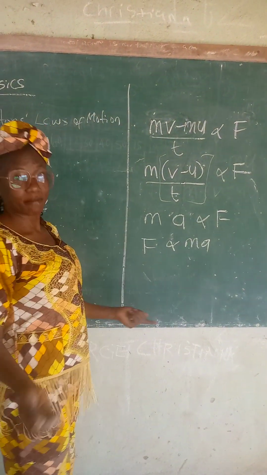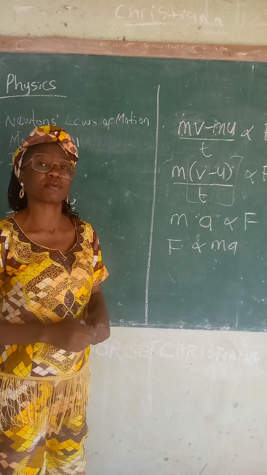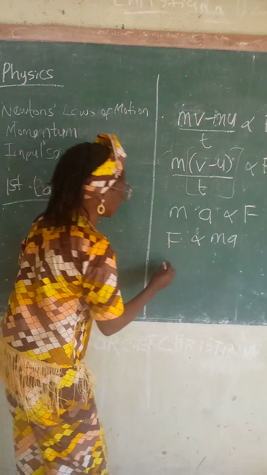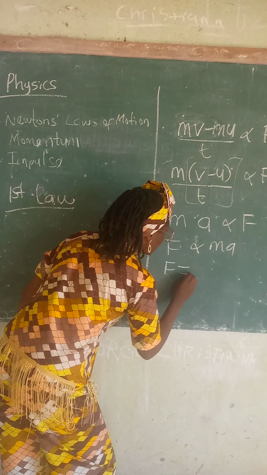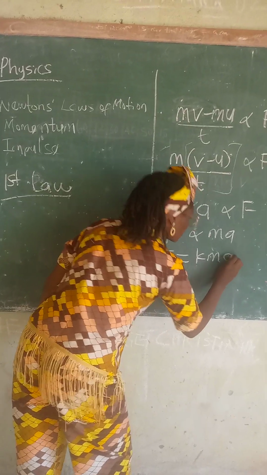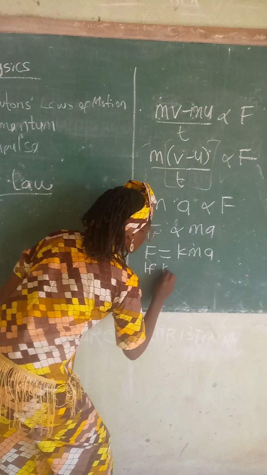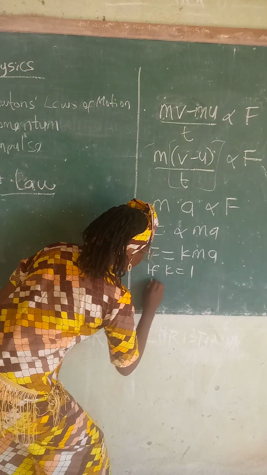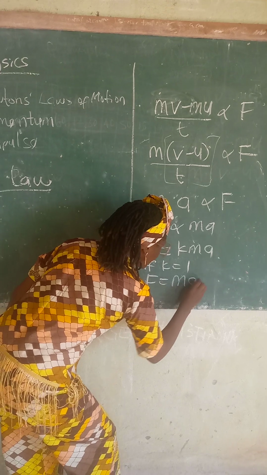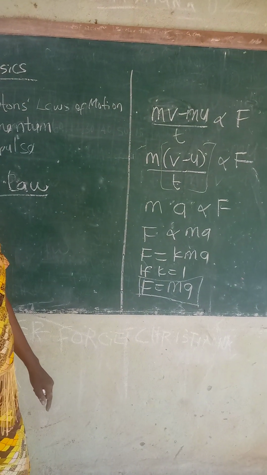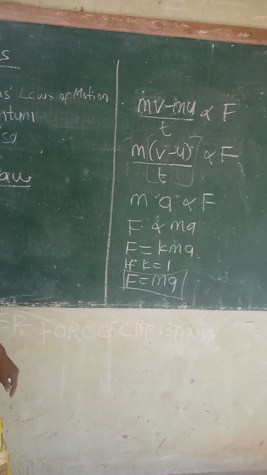Now you know in mathematics, if you remove the sign of proportionality, you introduce a constant. So we introduce a constant k, and then we have F equal to kma. If k is equal to 1, we have F equal to what? ma. This is the second law of motion.